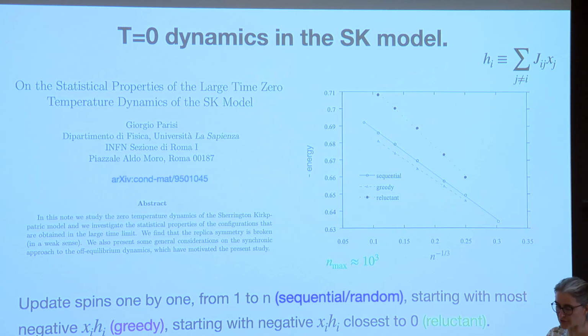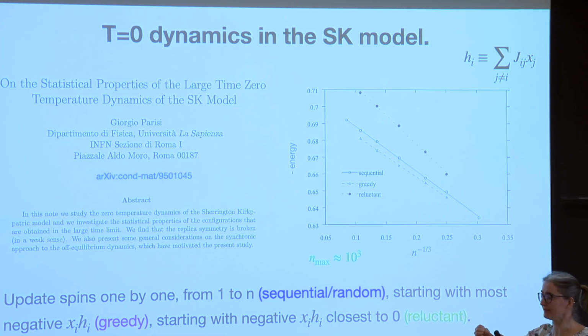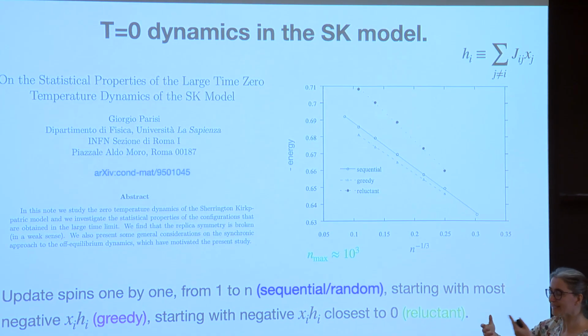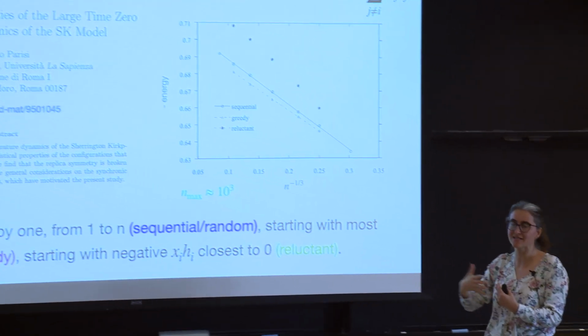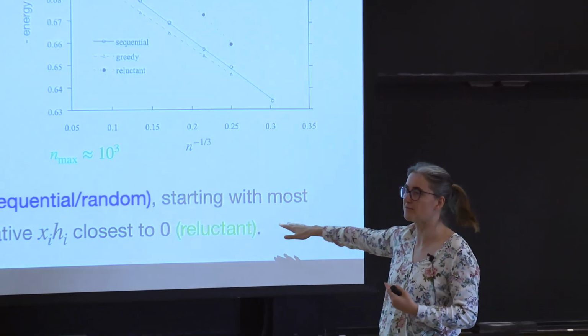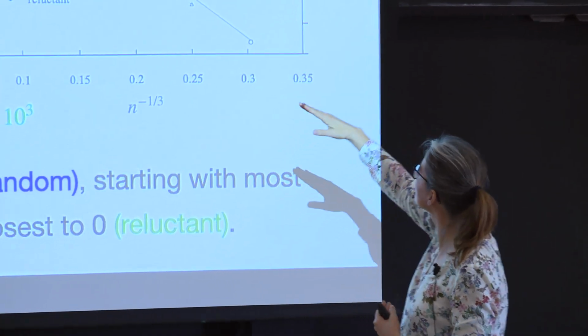Or he takes first those that are most unhappy. So he's very greedy. Or he takes first those that are unhappy but the least so. And he calls it reluctant. And he plots the performance.